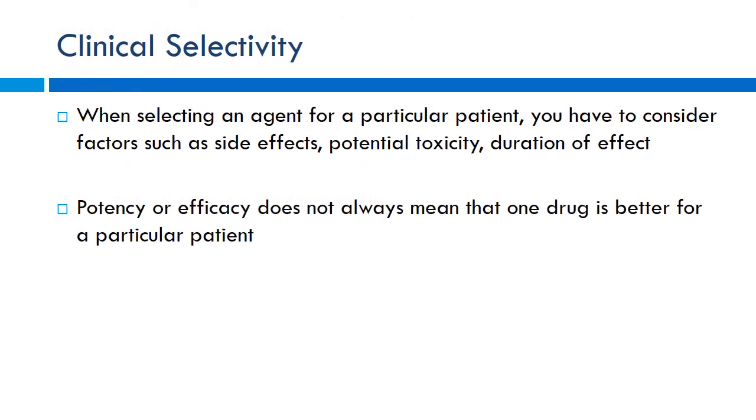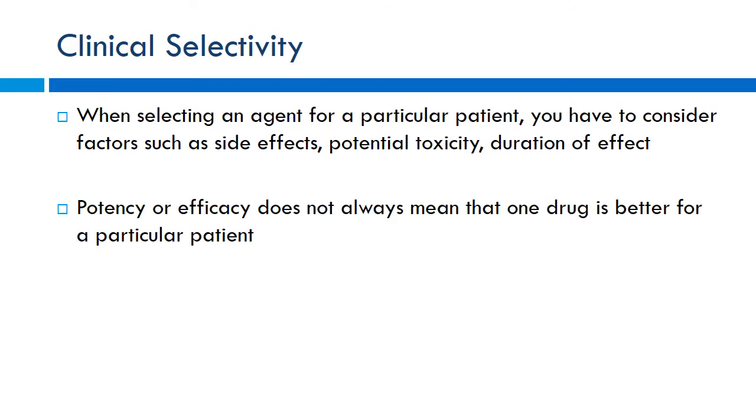Okay. So again, when you're selecting an agent for a particular patient, for a particular disease state, you have to consider things like the side effects. You have to look at potential toxicities that patient can develop, and also the duration of effect, right? Sometimes you want things that have a very long duration of effect. Sometimes you want things that have a very short duration. And that is going to be factored into every single patient. Every patient is going to be a little different from one another.